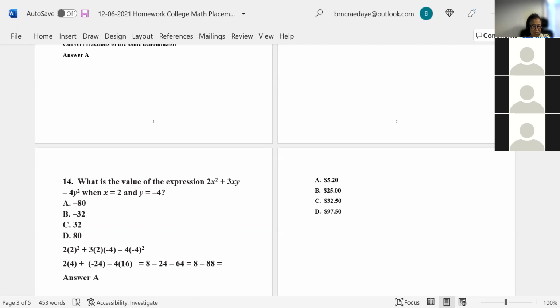Unlike signs, you subtract. You say 88 minus 8 is 80. That's a negative 80, right? Negative, because you subtract when it's negative. So the answer A is negative 80. Okay, so that's A, right?